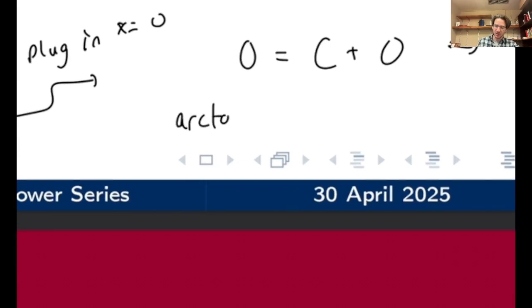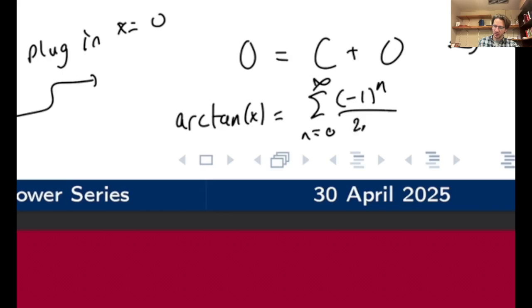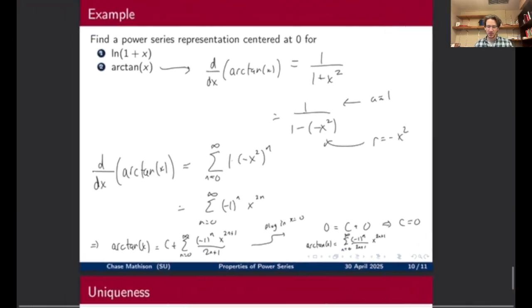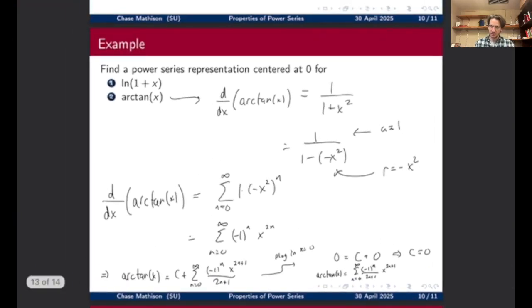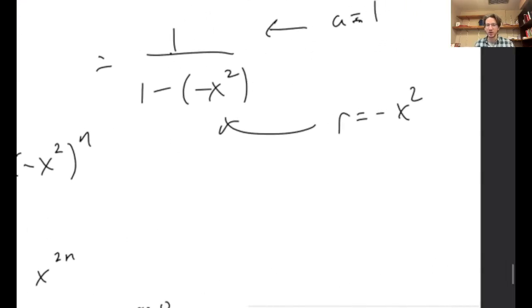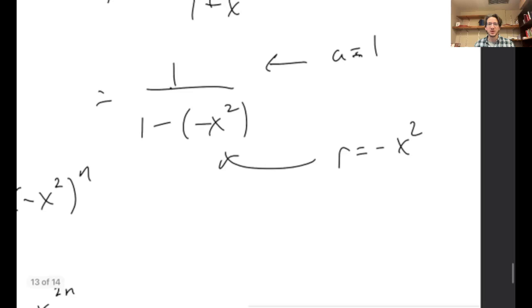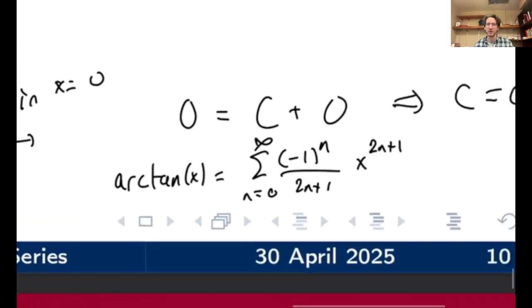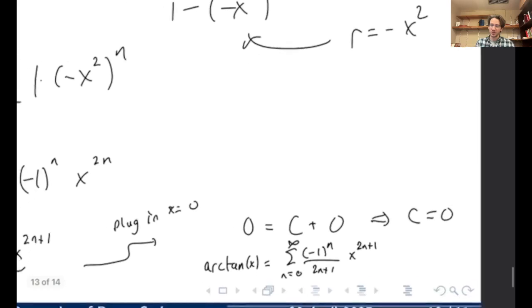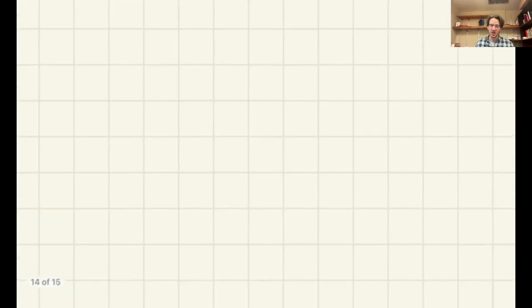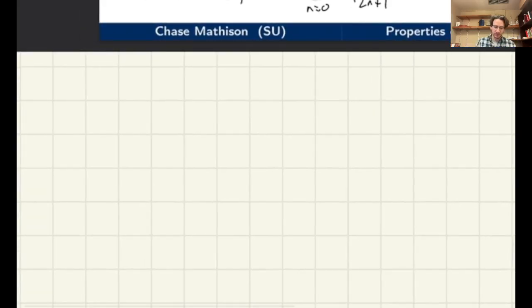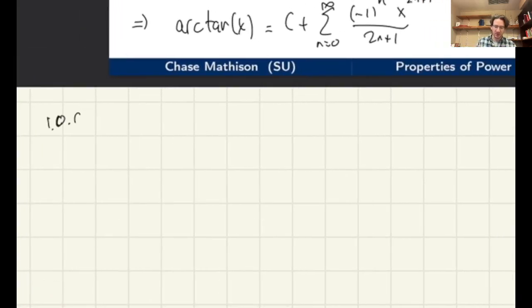And the power series representation for arctangent of x is the sum n equals 0 to infinity of minus 1 to the n over 2n plus 1 times x to the 2n plus 1. Wow. As a reminder, the radius of convergence for this power series is 1. But the endpoint behavior might be different. So if we want to find the interval of convergence, we need to look at the endpoints. It has a radius of convergence of 1, centered at 0.